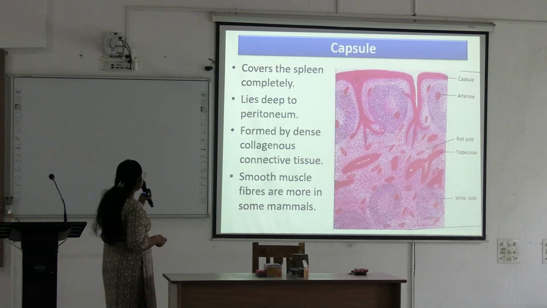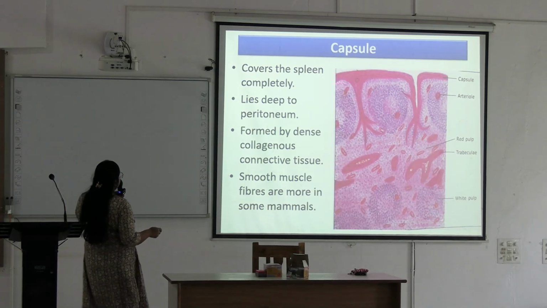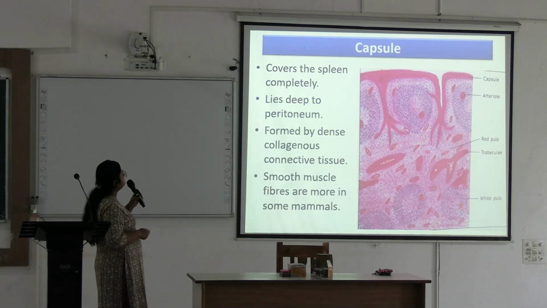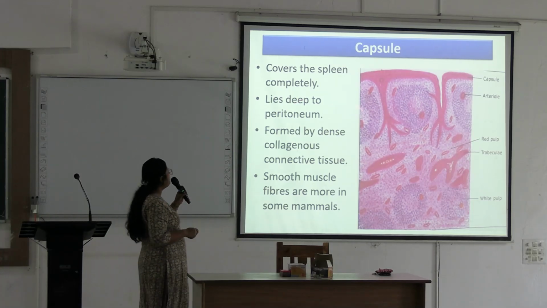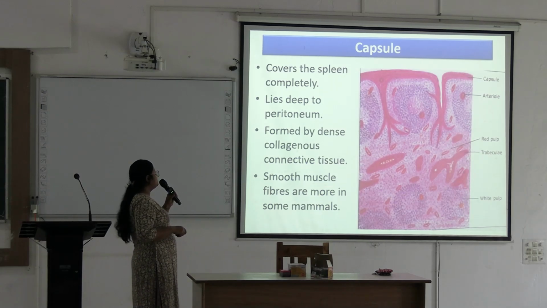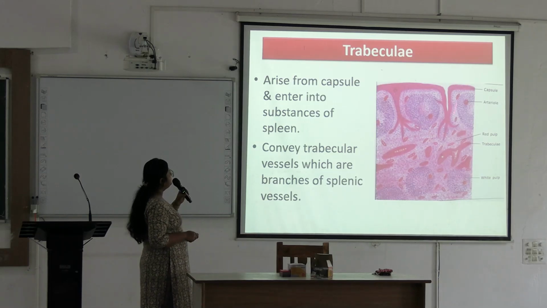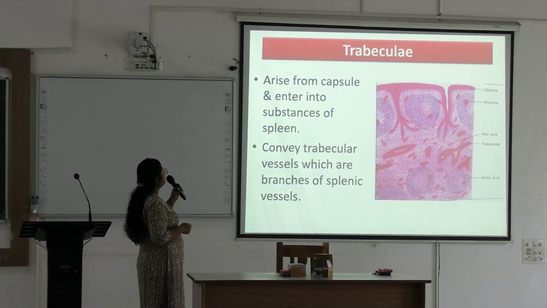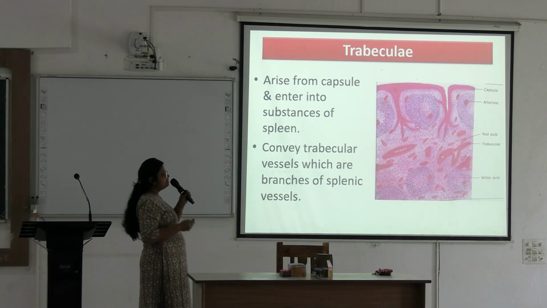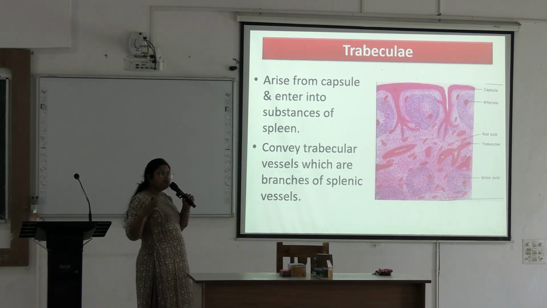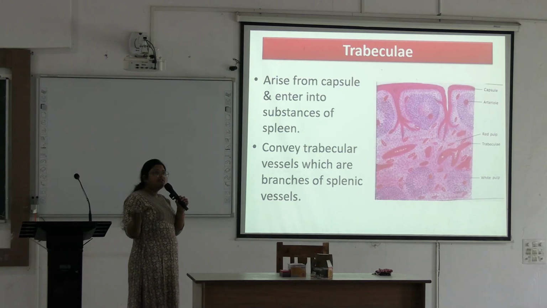So the spleen is covered by the capsule. The capsule covers the spleen completely, lies deep to the peritoneum, and is formed by dense collagenous connective tissue, and smooth muscle fibers are more in some mammals. Next we are going to the trabeculae. Trabeculae arise from the capsule and enter into the substance of the spleen. And these trabeculae divide the spleen into splenic lobules, and within the lobules lie the white pulp and the red pulp.